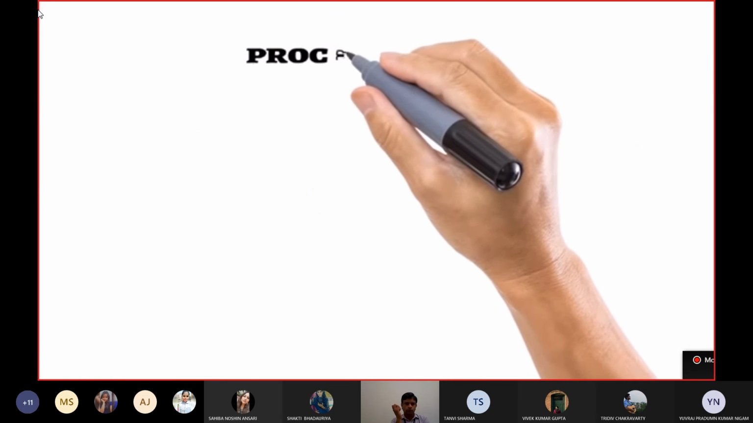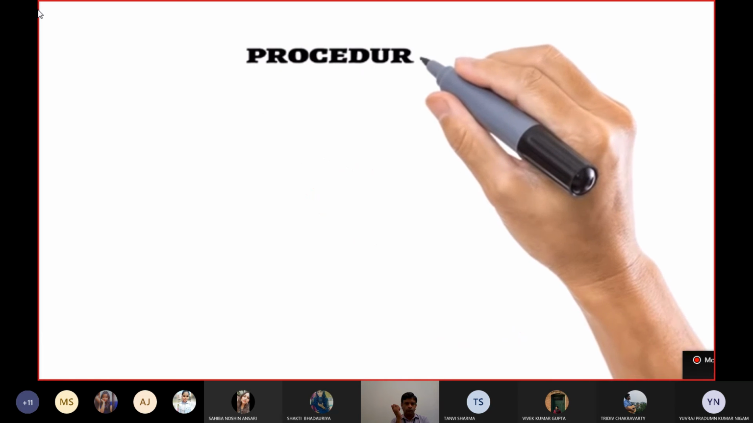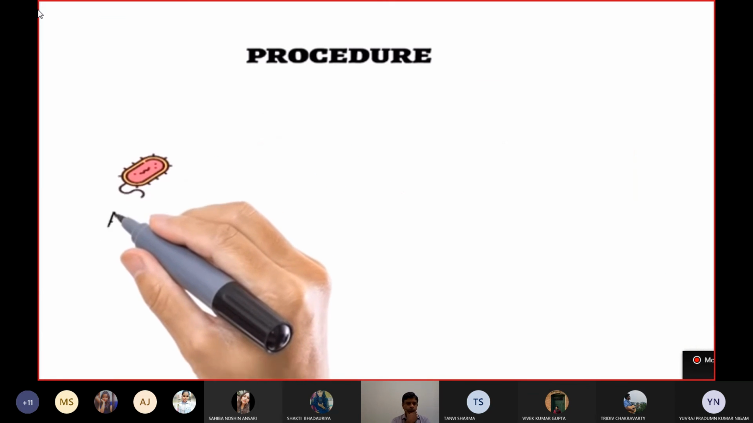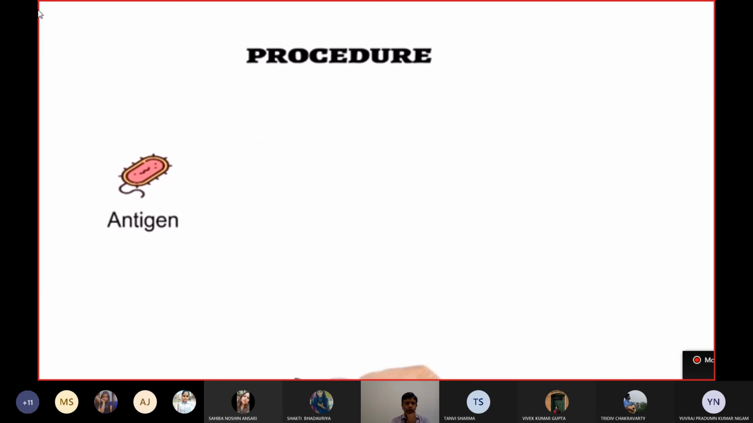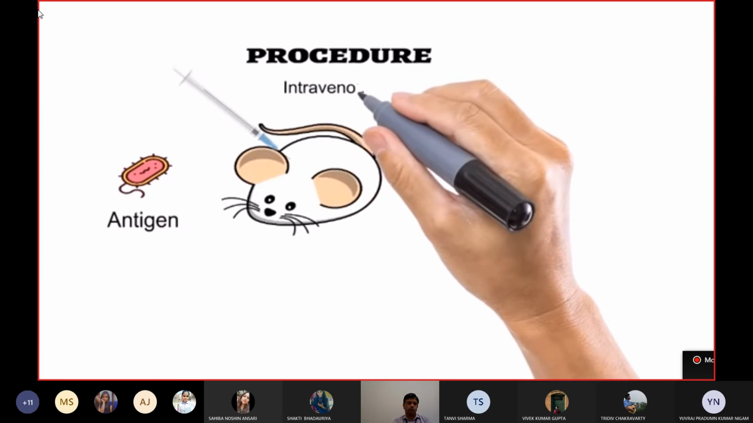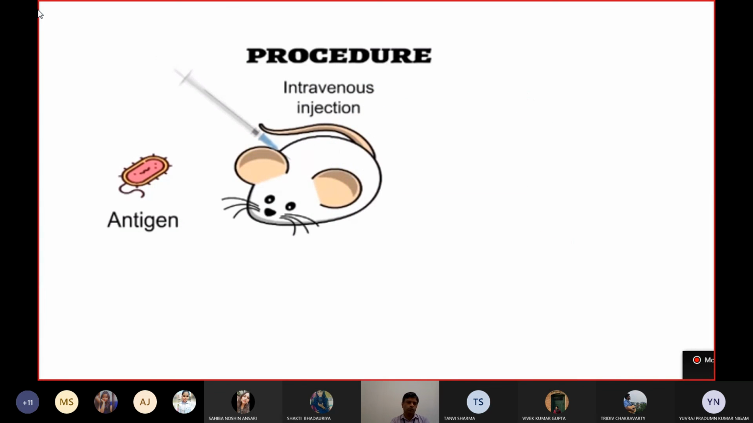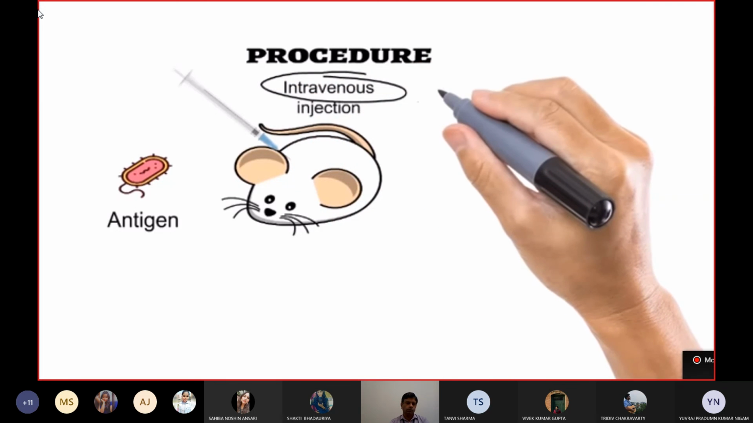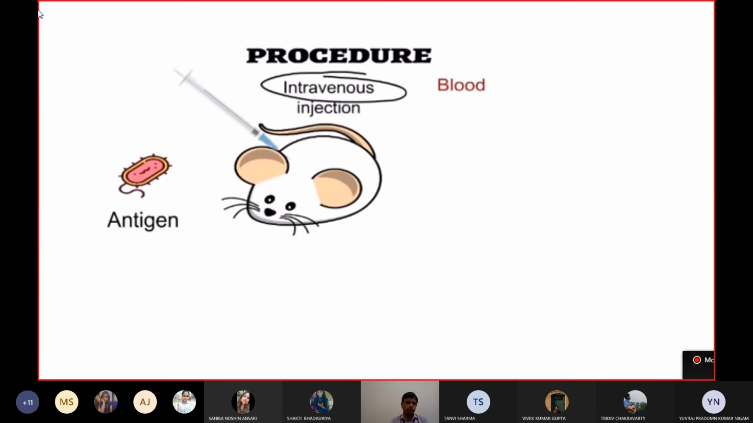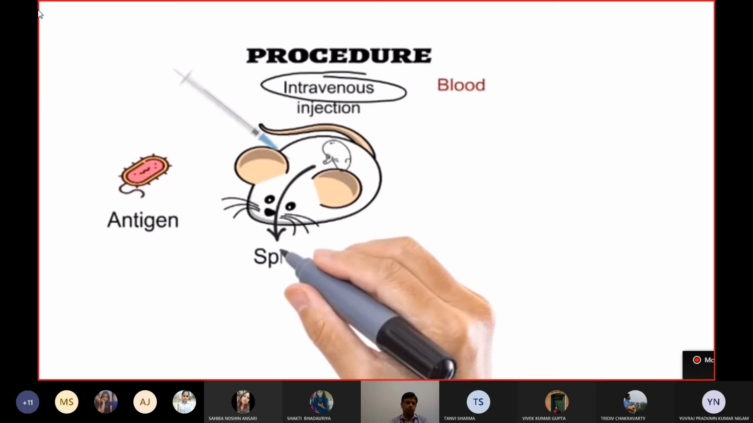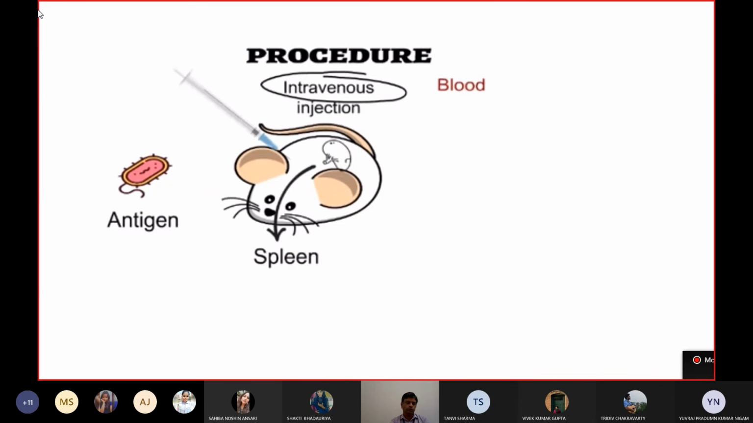Let us see the actual procedure of hybridoma technology. First of all, the antigen against which the antibodies are to be produced is injected intravenously into the lab animal. This lab animal is generally mice or any other mammal. Since the antigen is given intravenously, that is directly into the blood, the antigens are trapped in the spleen. Spleen is the secondary lymphoid organ.